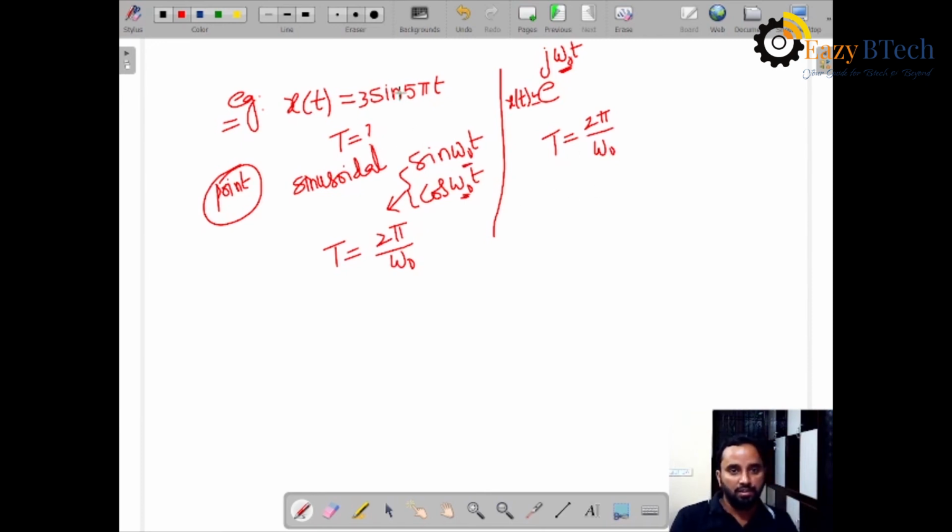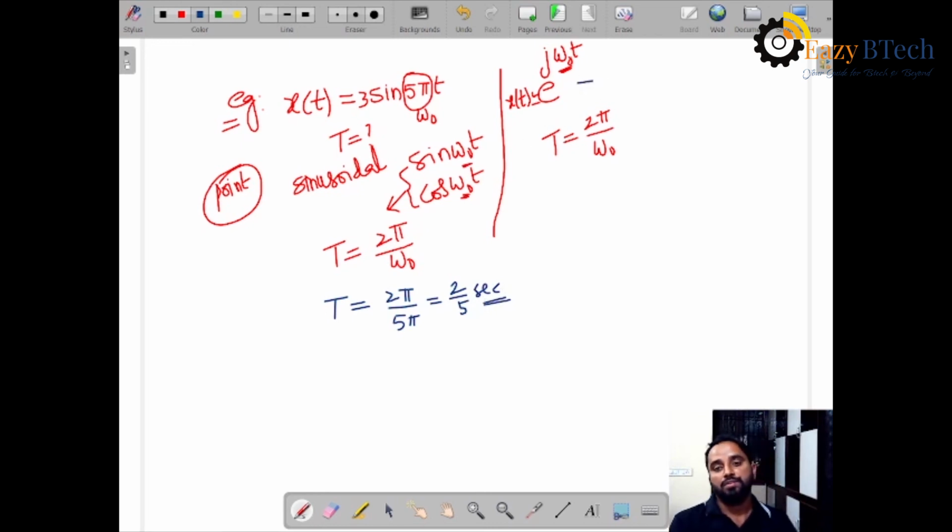So here the given signal is 3 sine 5 pi t. What is omega naught here? This is the omega naught. So what is the time period? Simply, time period T is equal to 2 pi divided by 5 pi. So 2 by 5 seconds. Okay.